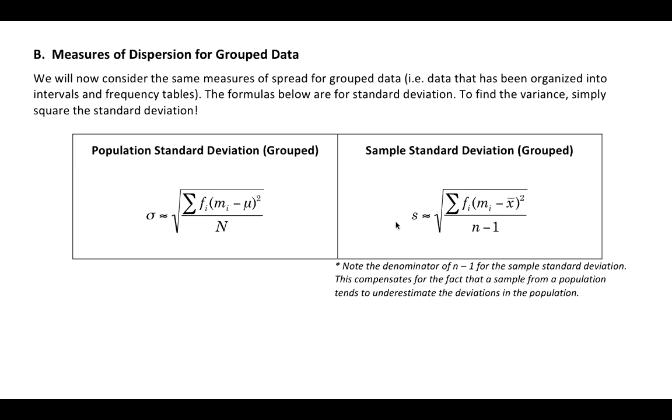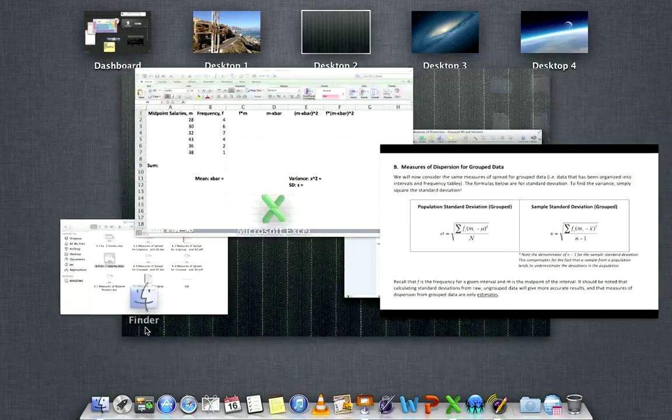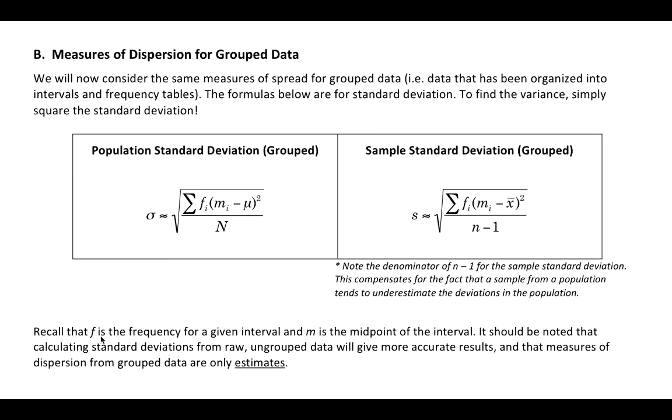And notice the same thing: the denominator is still little n minus 1 for the sample, because we want to create a little bit more variation to match the variation we might find in the population. We're compensating for the fact that samples are not as varied as the population. Just a little reminder, it might show up in a multiple choice question. Again, we should probably say this too: f is the frequency for a given interval, and m is the midpoint of that interval.